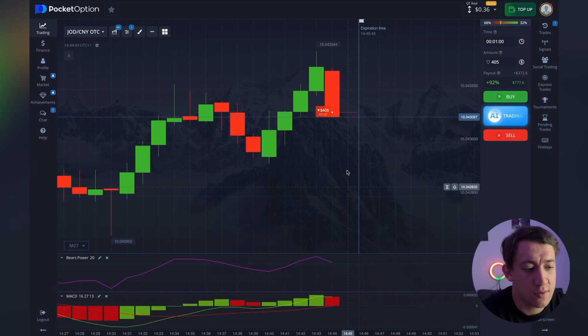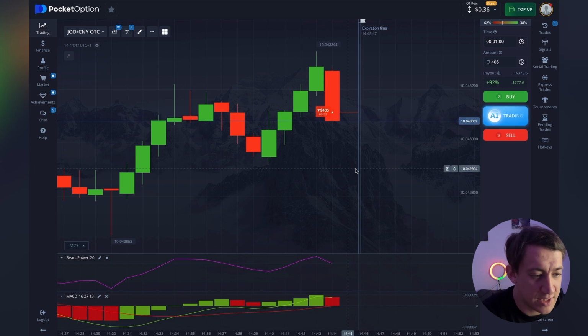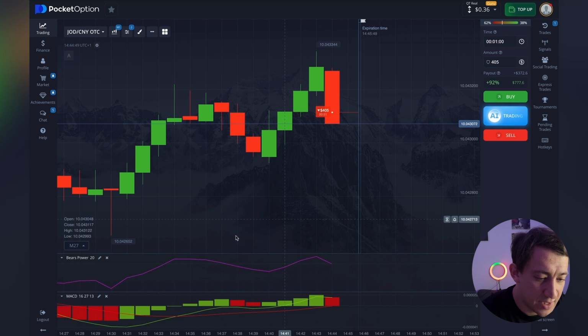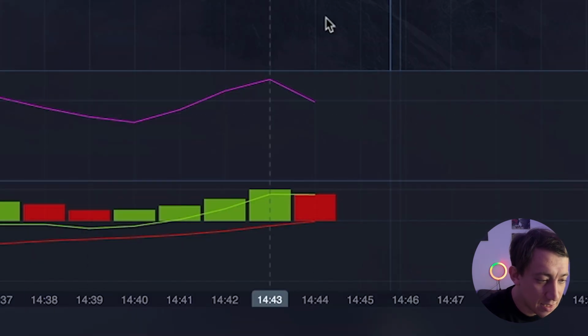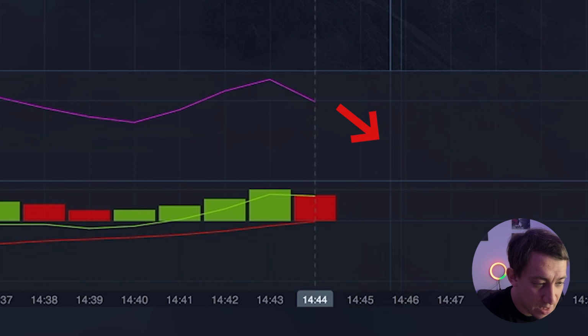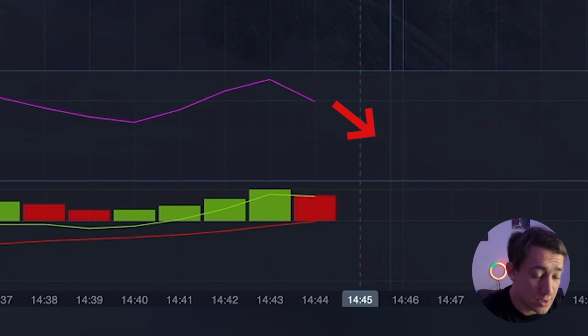And so I enter a downward position, the CNI currency pair, and we're just waiting for our profit. And if you watch the bearish power indicator, this curve line shows us a downward direction, and it's the signal to enter a downward position.